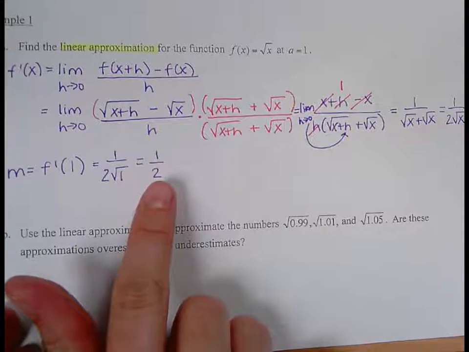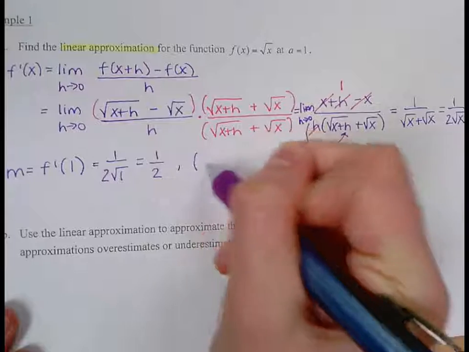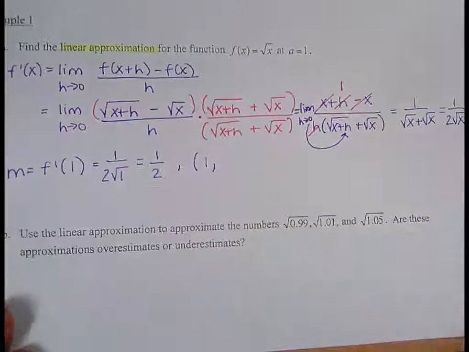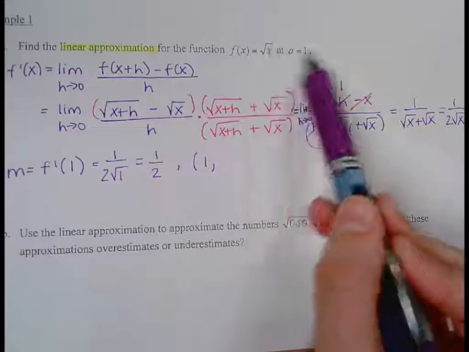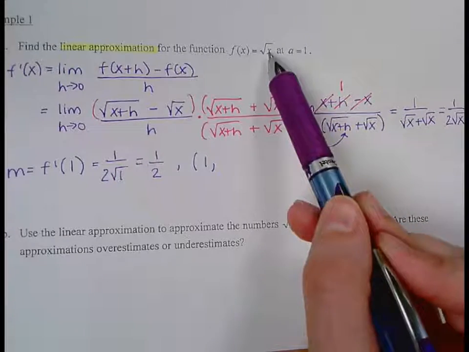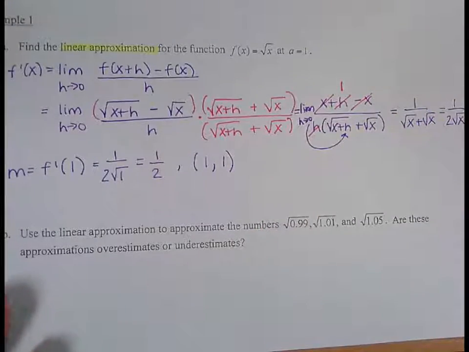And to write the equation of a line, you need a slope, and then you also need a point. We know our x value is 1. What would our y value be? Or how would we find our y value? Yep, it's also 1. Plug it into the original function. Square root of 1 is 1. So our point is 1, 1.